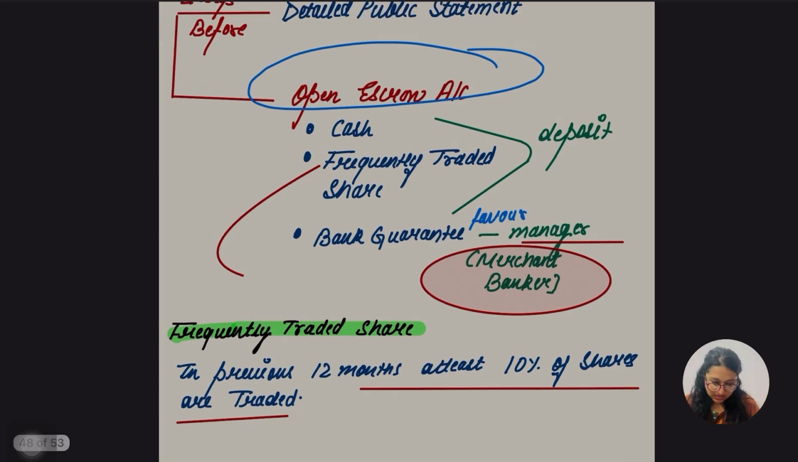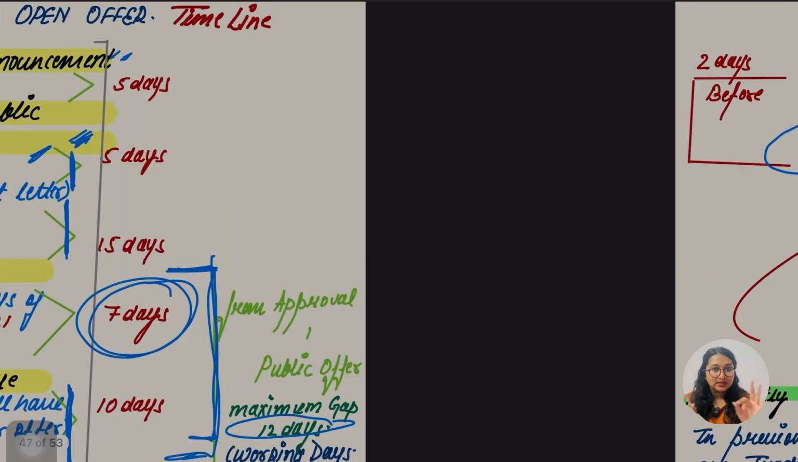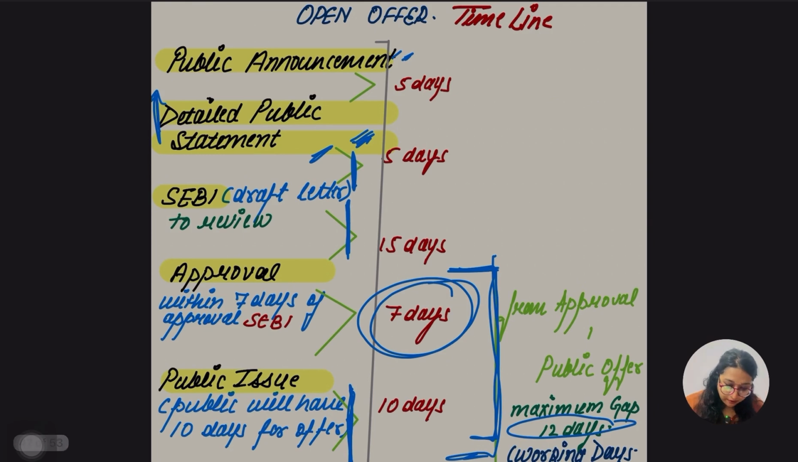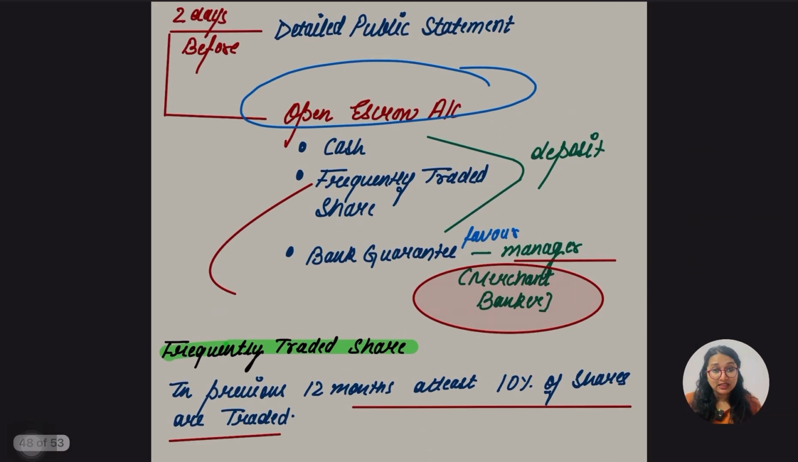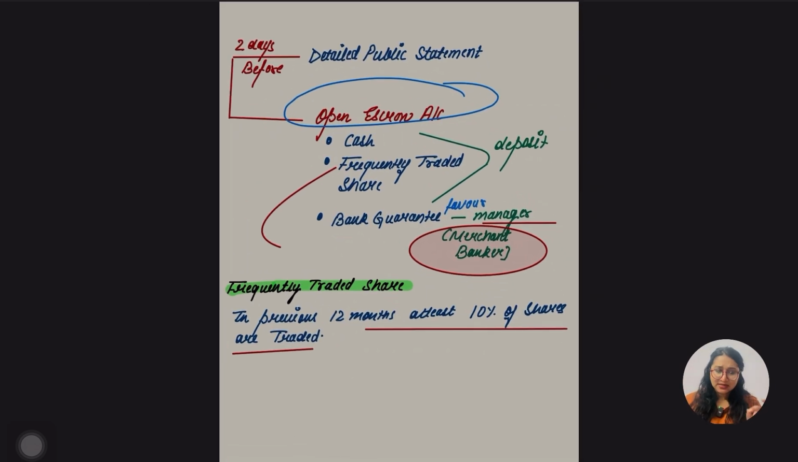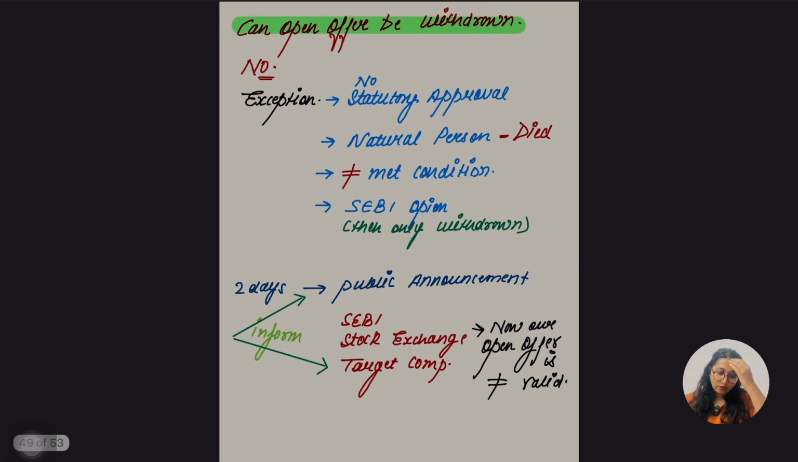Remember the Banking Regulation Act one. So this is clear. Yes, so 2 days before the detailed public statement is released, the acquirer company has to open an account, the escrow account. 3 things are to be done: cash deposit, then frequently traded shares, and then the bank guarantee in favour of the merchant banker. Is that understood? Yes. Let's go to the other part.